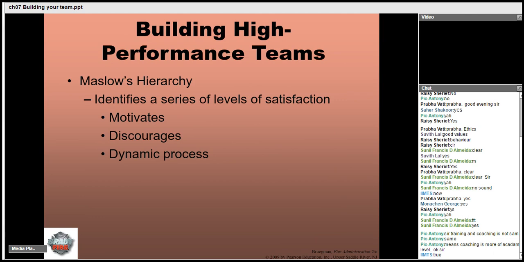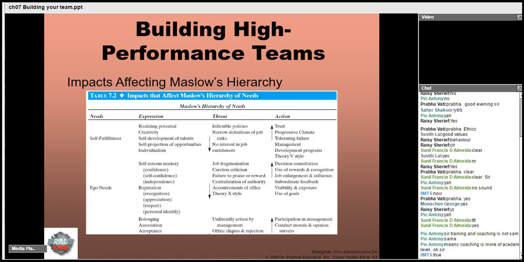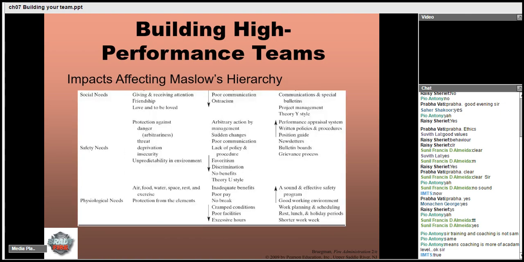Now, building high performance teams. Maslow's hierarchy identifies the series of levels of satisfaction, motivates, discourages, and is a dynamic process. Building high performance teams. We have done this part.